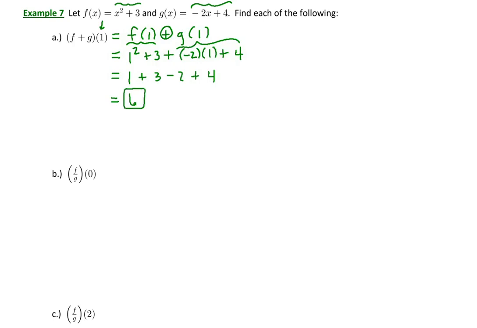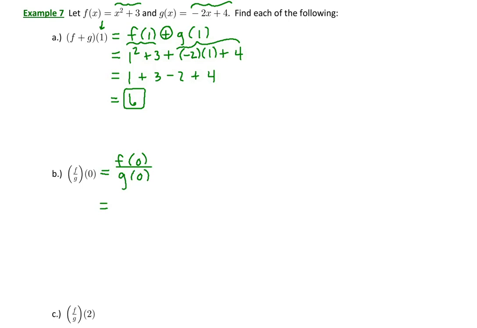So f plus g of 1 is equal to 6. On example B, we have the quotient f divided by g of 0. The first step is to expand this condensed notation into the more expanded form. That is, each function is going to receive that argument 0. So we're going to execute f of 0 divided by g of 0.